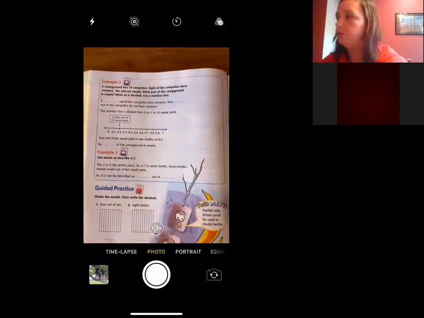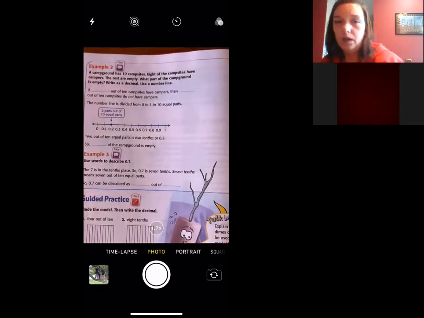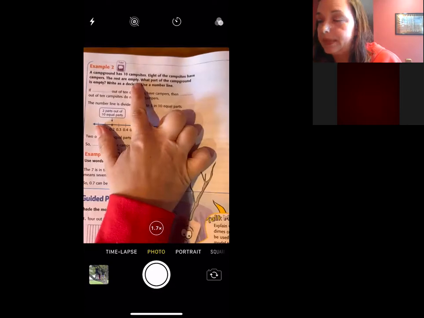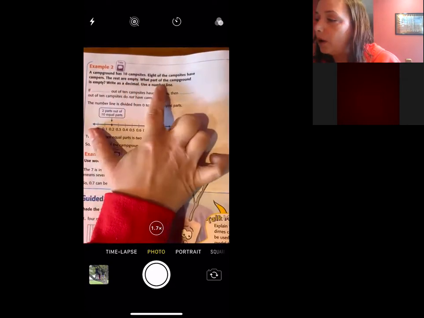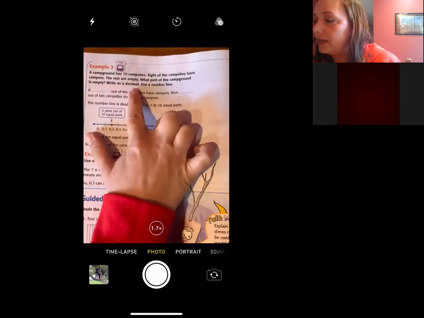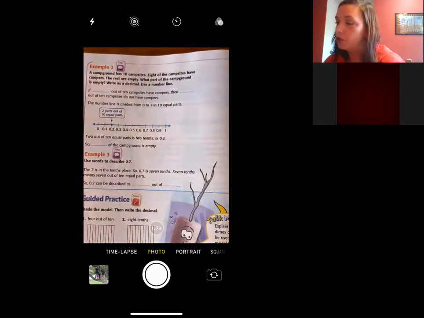Okay, example 2. It says a campground has 10 campsites. 8 of the campsites have campers. The rest are empty. What part of the campground is empty? Write as a decimal, use a number line. So if 8 out of the 10 campsites have campers, then how many are empty? Well, if 8 are full and there's 10 altogether, we go 9, 10. So there are 2 out of 10 campsites that are empty.